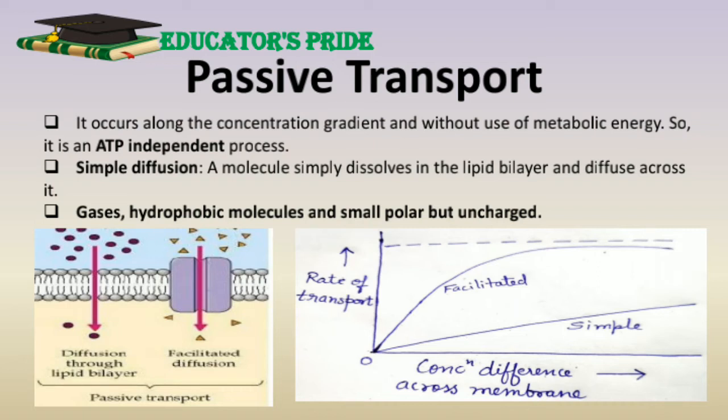In simple diffusion, a molecule simply dissolves in the lipid bilayer and diffuses across it. No membrane proteins are involved in this process. The direction of transport is determined simply by the relative concentration of the molecule inside and outside of the cell. As shown in the figure, in simple diffusion, the rate of transport of any substance across the lipid bilayer is proportional to its concentration gradient across the bilayer. For example, gases such as oxygen, carbon dioxide, hydrophobic molecules and small polar but uncharged molecules such as water and ethanol are able to diffuse across the plasma membrane.